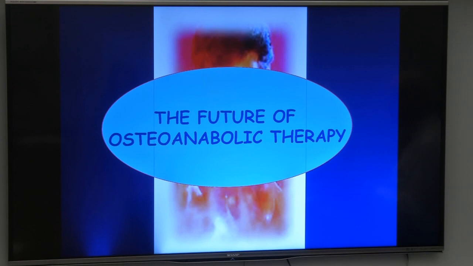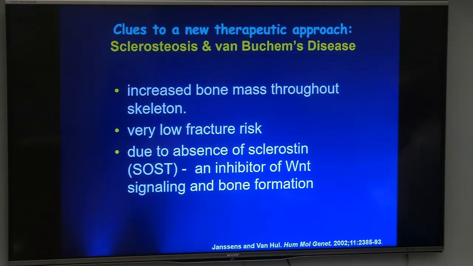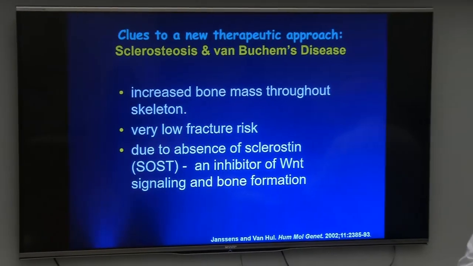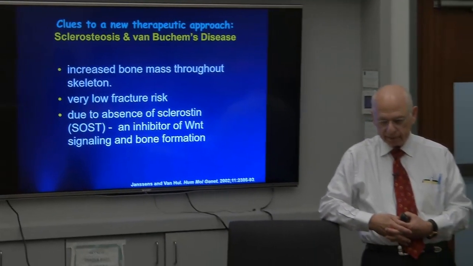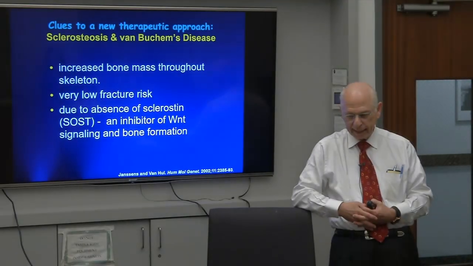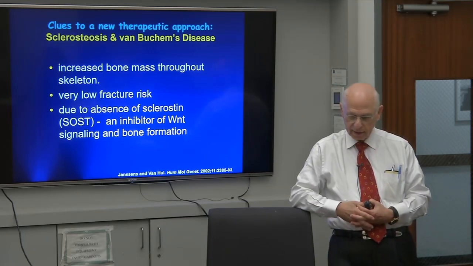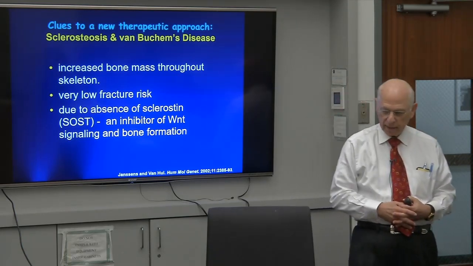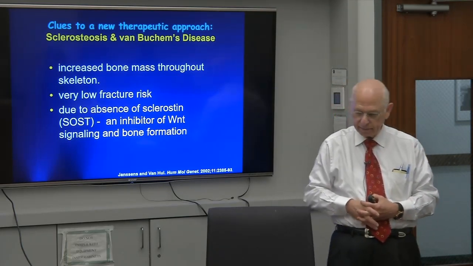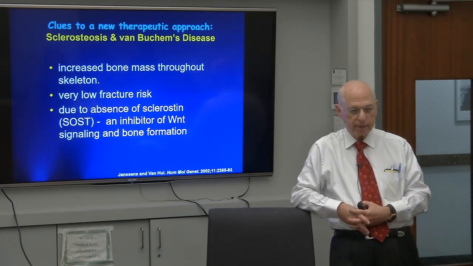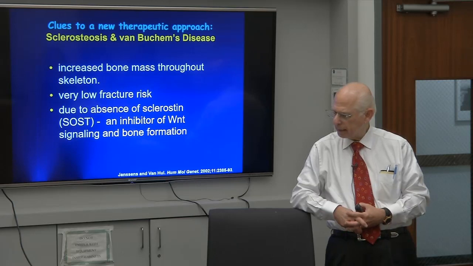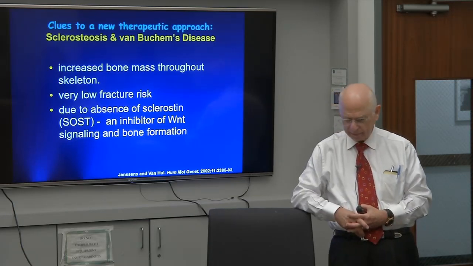So we're going to look at my crystal ball and talk about the future. And the future, in terms of therapy, we're going to focus on one drug. And this drug was developed as we began to learn about 2 very, very rare bone diseases. These are high bone mass diseases. One is called sclerosteosis, and the other is called Van Buchem's disease. They are primarily in the Dutch population, but I believe there's somebody in Brazil. I think there's a Brazilian, must be Dutch.